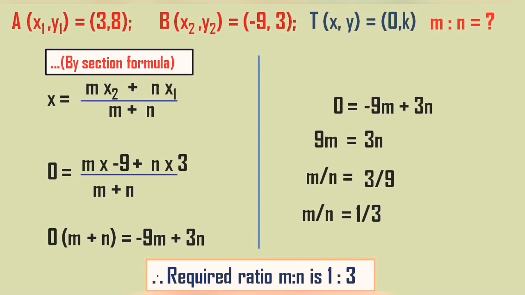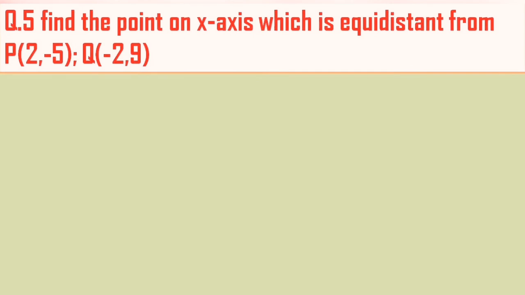Don't forget that there was a trick or hidden information in the question. As the point lied on the y-axis, its x coordinate will be 0, and from that 0 only we can find the ratio. So here we move with the next question on the board.